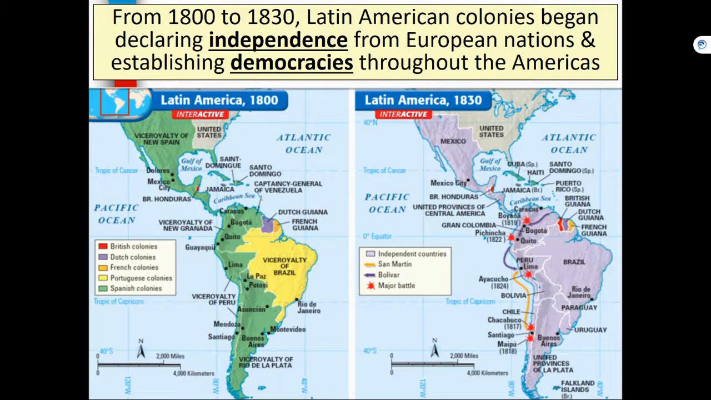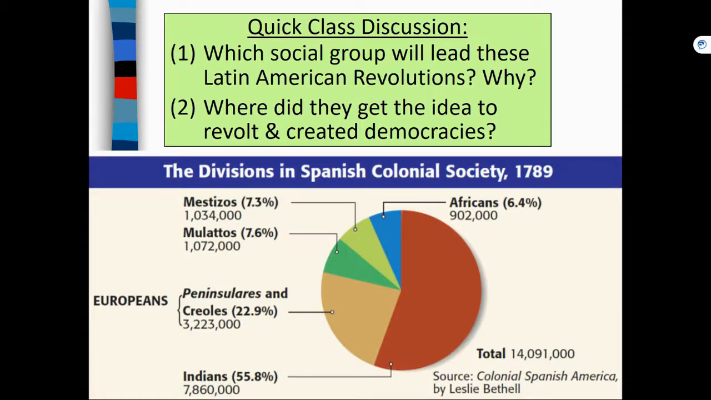From 1800 to 1830, Latin American colonies began declaring independence from European nations and establishing democracies throughout the Americas. To think about: which social group will lead these Latin American revolutions? Why do you think so? Where did they get the idea to revolt and create democracies?